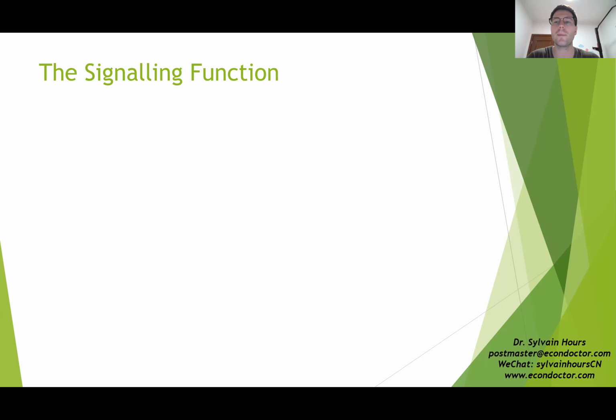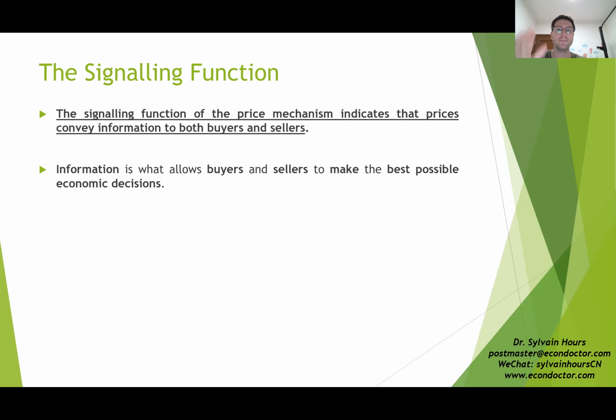Just like when we talk about money, we said that money is a unit of account, that it enables us to compare the value of things and make good economic decisions. The signaling function is very closely related to that. Prices give information about the cost and the value of goods and services, and this information is the basis for economic decision making.